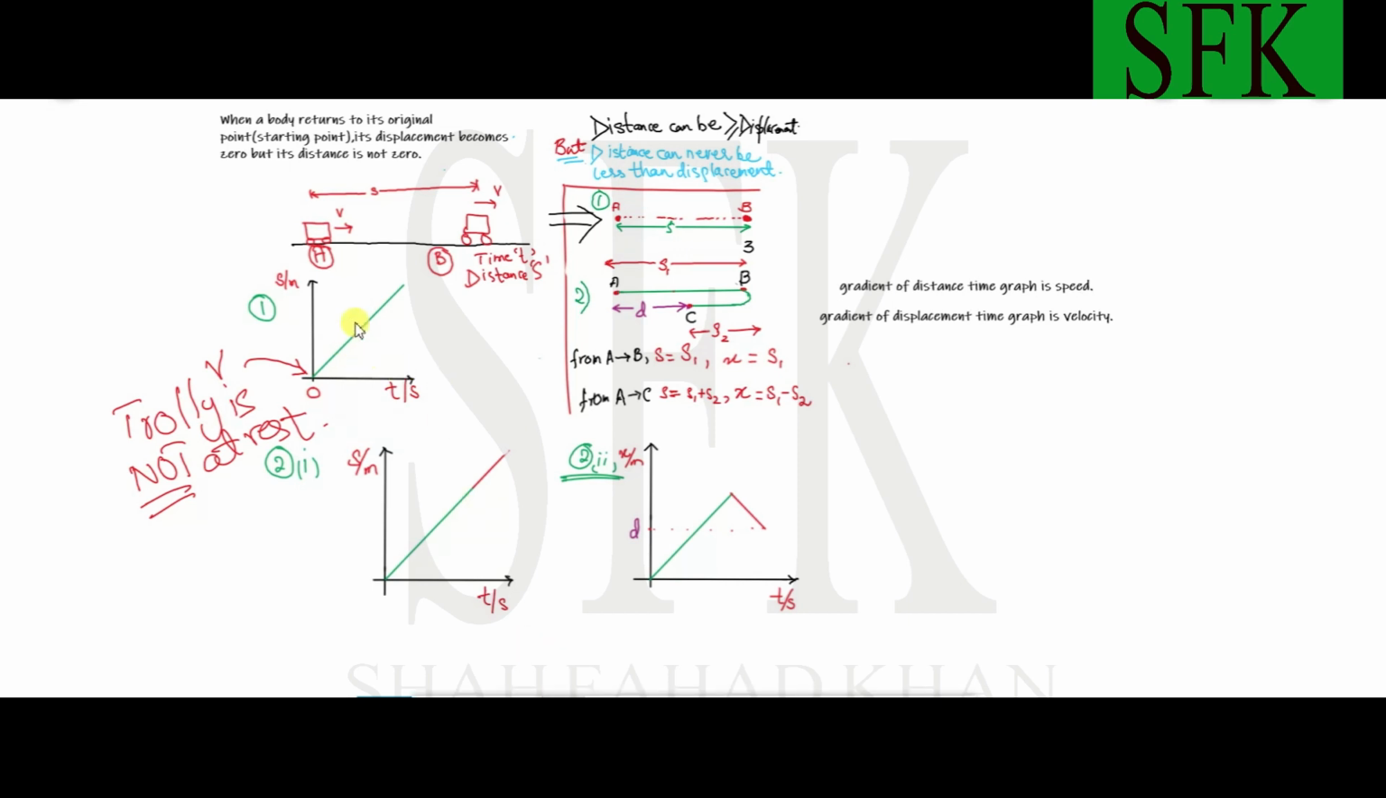Basically, it covered a distance s after some time t. Okay, now let's look at the second diagram. From A to B, it covers a distance s1. Then from B, it returns to point C and covers a distance s2. So the journey is in two parts, from A to B and then B to C. From A to B, the distance is s1 and the displacement is also s1, because the shortest possible distance between A and B is s1, so displacement is s1, and in this case there is no other path that the particle followed. It followed the green path from A to B.